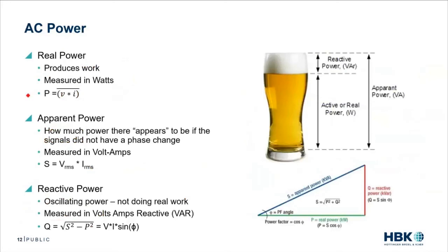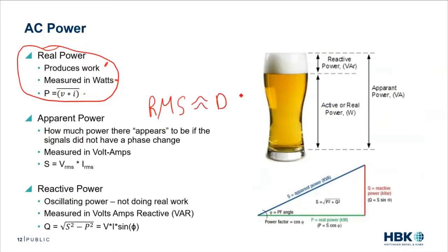So real power, this is the one we're all familiar with. This is heat. This is rotation at the wheels. This is torque. This is speed. Produces work, measured in watts. And power is the average of voltage times current over a time period. Simple enough. Now, we just spent some time talking about RMS power. And I called RMS the DC equivalent. So what happens if I take IRMS times VRMS? Well, we get that DC equivalent.